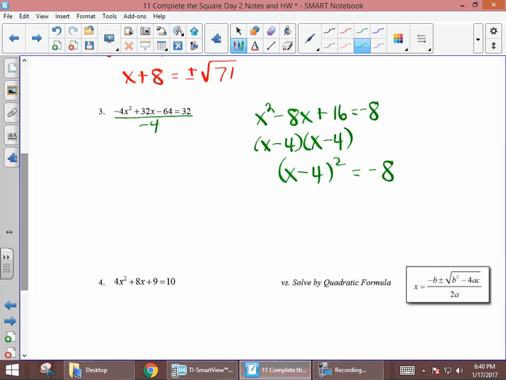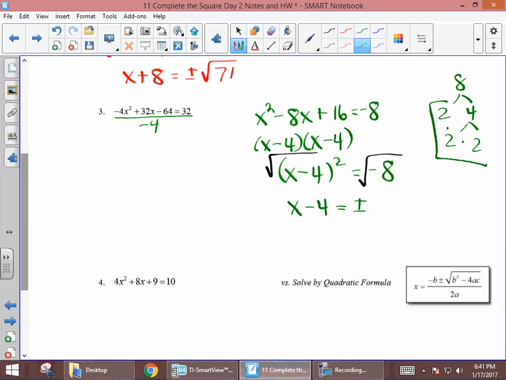Take the square root of both sides, and x minus 4 equals plus or minus the square root of 8. If you break 8 down, that's 2 times 4. 4 is 2 times 2. I can take a 2 out, and there's a 2 left inside. 2 square root of 2.